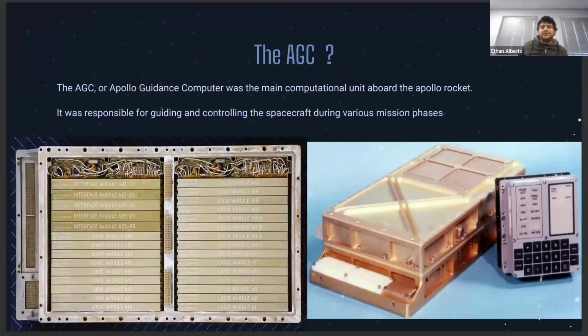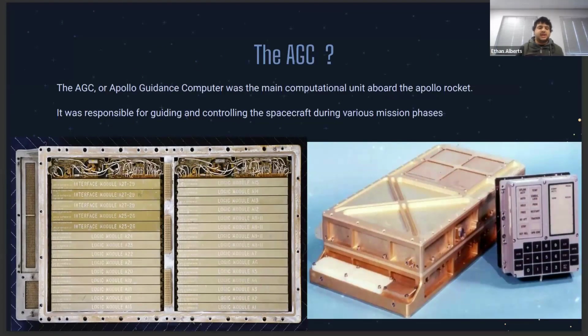You heard me use the term AGC before. What does that actually stand for? That is the Apollo Guidance Computer, which was the main computation unit aboard the Apollo rocket. It was responsible for guiding and controlling the spacecraft during the various mission phases.